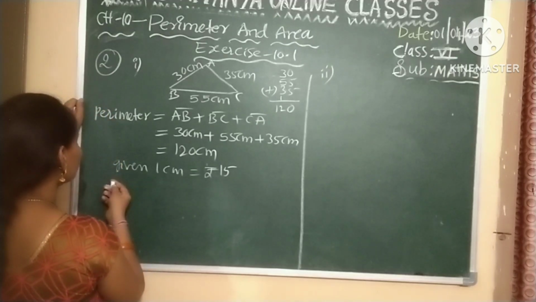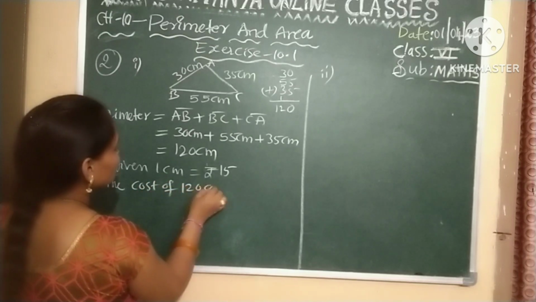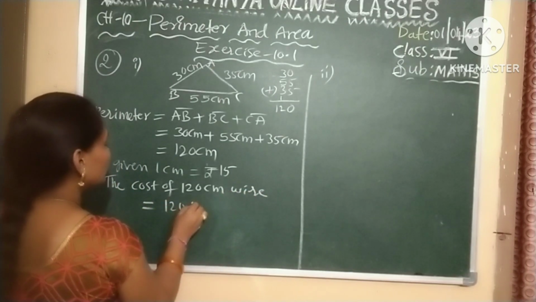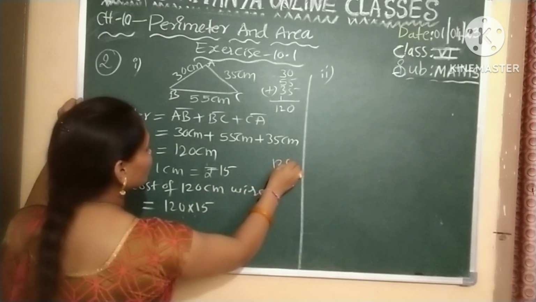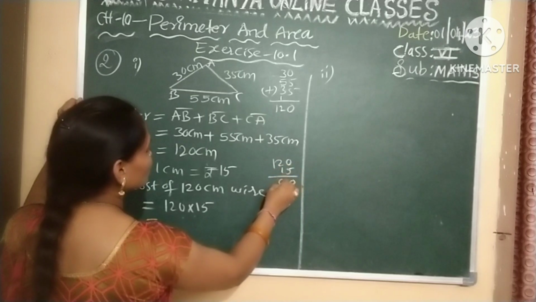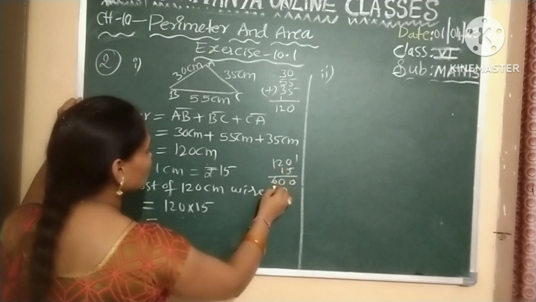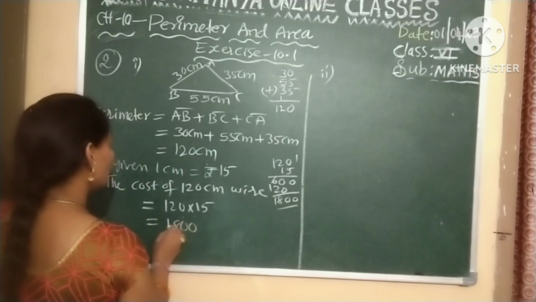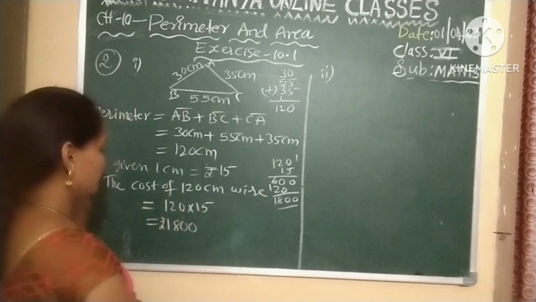The cost of 120 centimeter wire is equal to 120 into 15 rupees. So do the multiplication. 0, 5 2s are 10, 5 1s are 5, plus 1 is 6. 0, 2 1s are 2, 1 1s are 1. Now 6 plus 2 is 8, 1, 1800 rupees. The cost of putting a wire around the given shape.